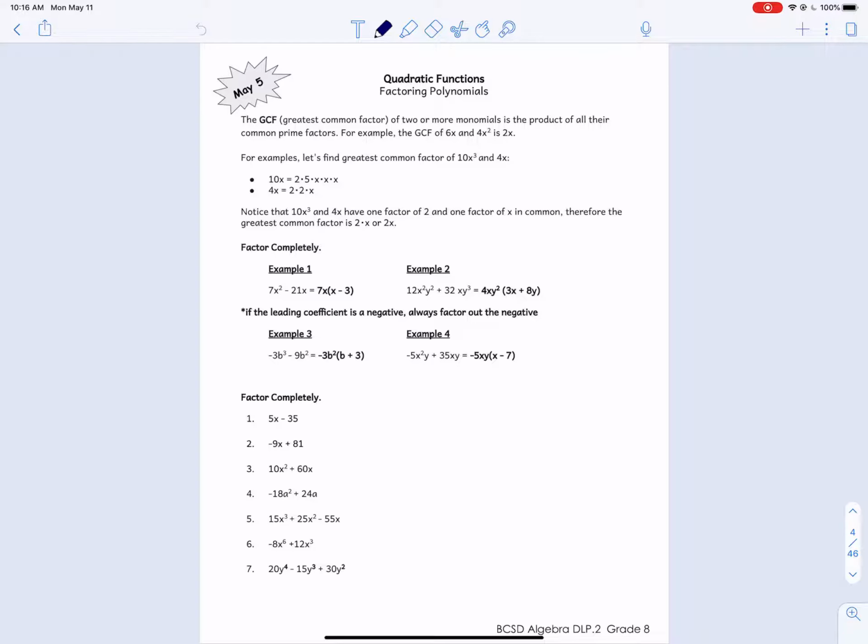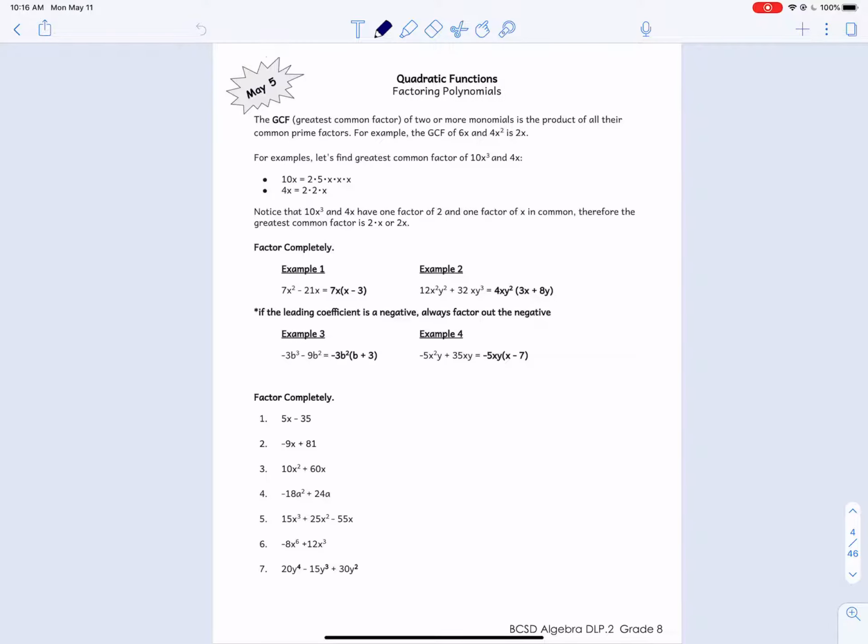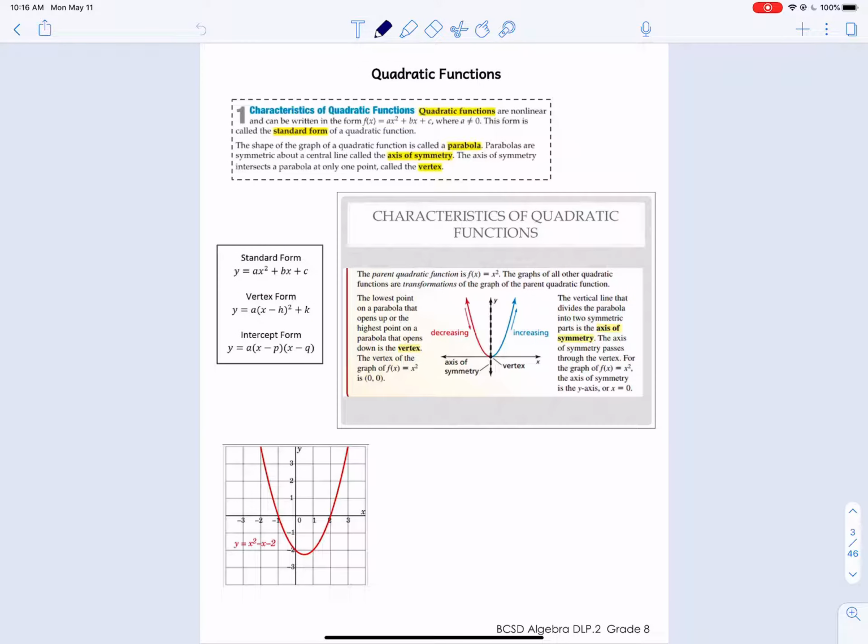Just like the previous packet, I'm going to do 1 week at a time, and you should have already done this or at least tried it. So this will be a way for you to go back and double check your work to make sure everything is okay. We just have some information, definitions, things like that, different forms of quadratic functions. Again, this is all review.